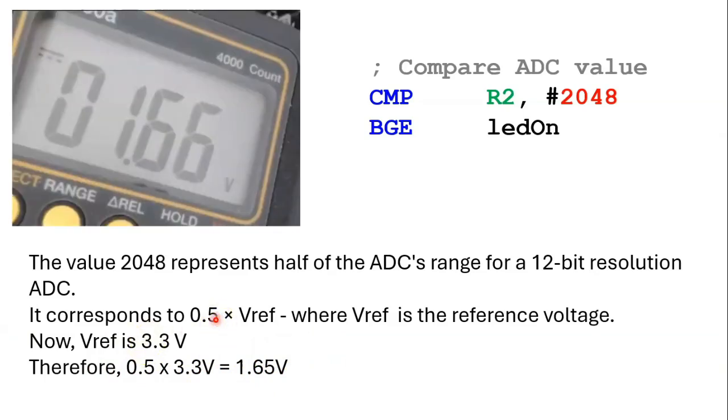Now, from the demonstration, we see that we measured 1.66 volts, which is close to 1.65 volts. We can get to 1.65 if we fine-tune the trimmer potentiometer.